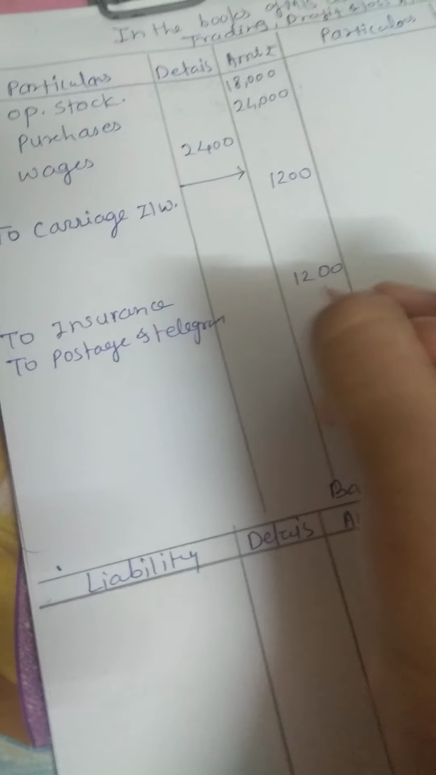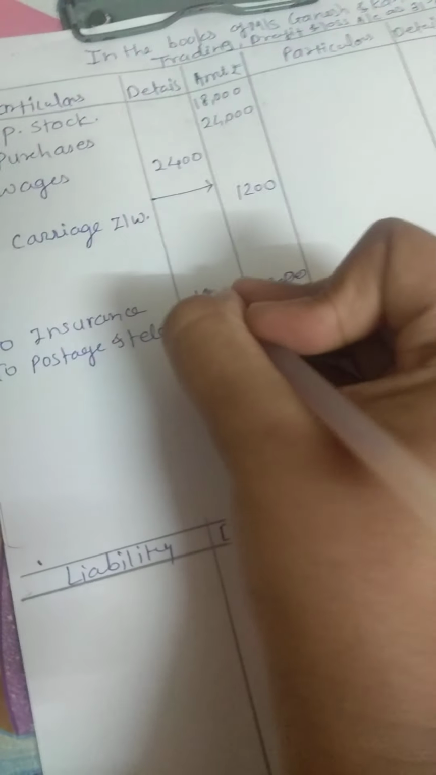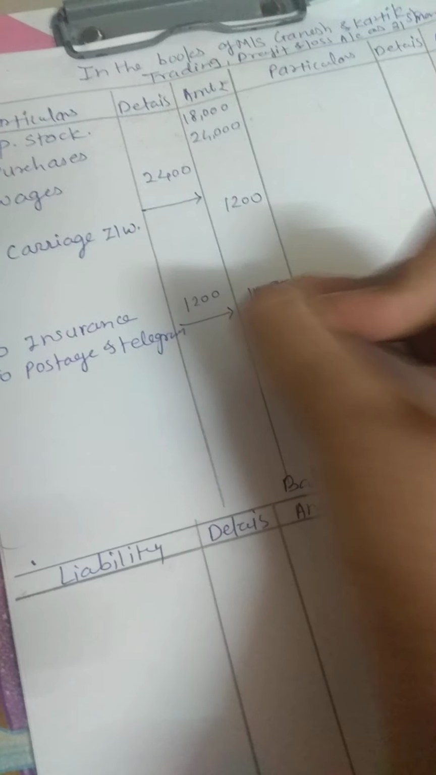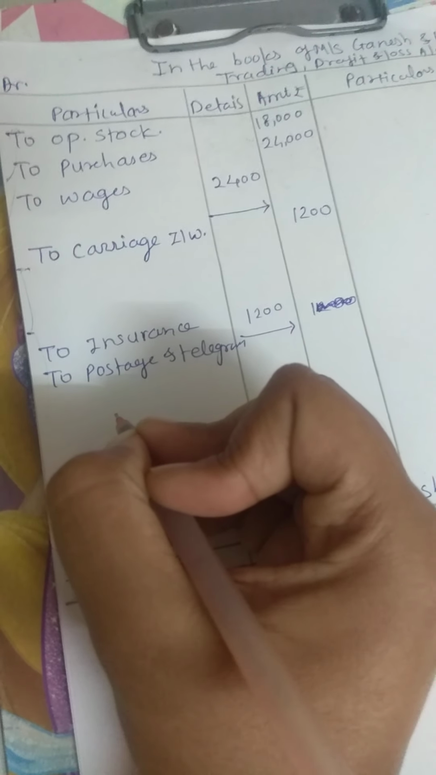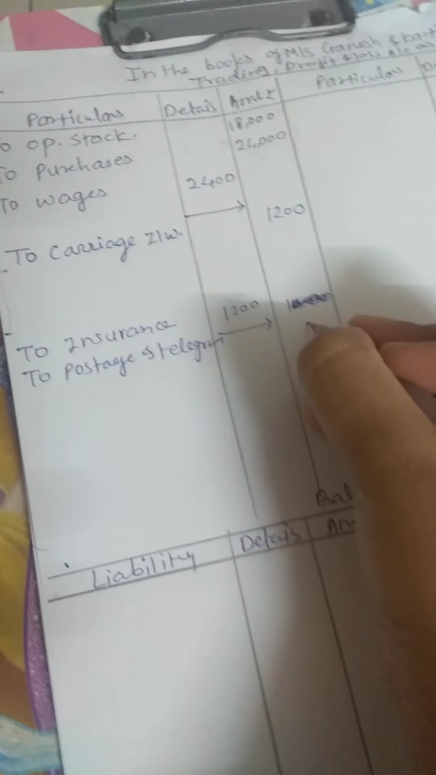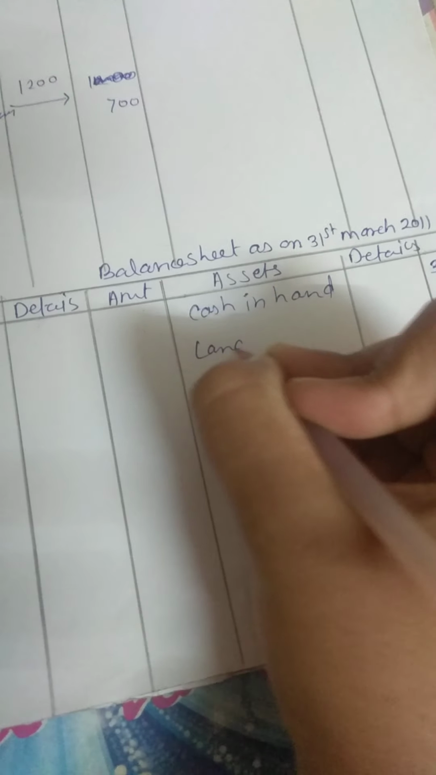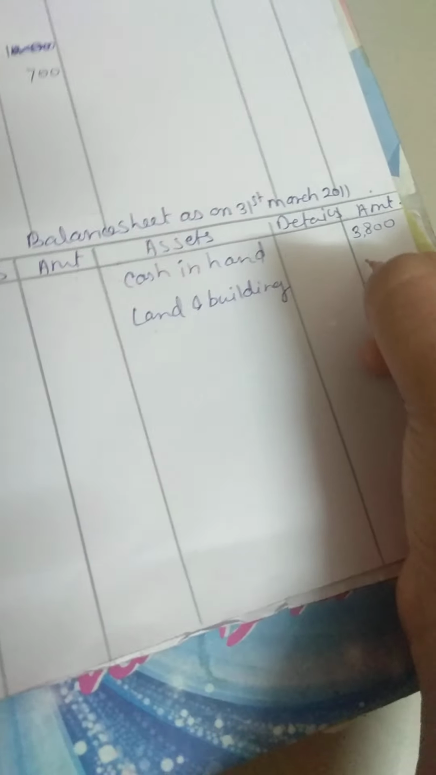Value is, see students, there is an adjustment of insurance, so we are writing the insurance amount in the inner column. Don't forget that amount. Postage and telegram is 700. Then land and building is of course an asset, but there is no adjustment on land and building, so we are writing the amount in the outer column. Land and building is 40,000.